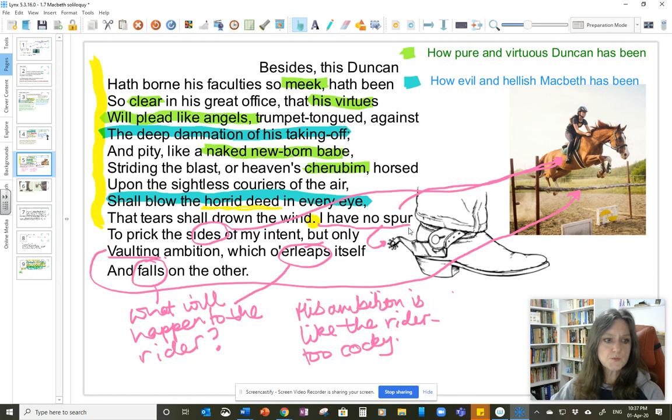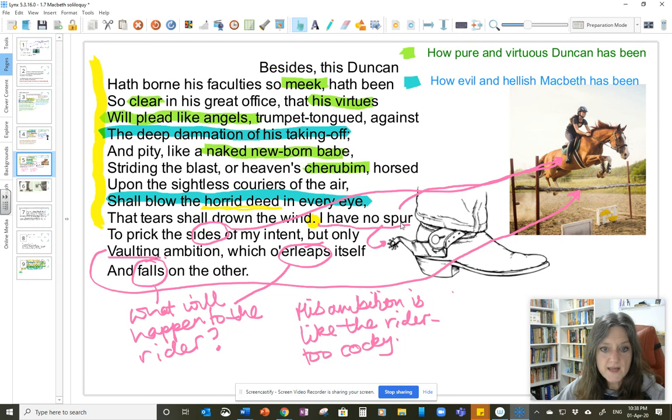Okay, so here's our horse image. I have no spur to prick the sides of my intent, but only vaulting ambition, which o'erleaps itself and falls on the other. So if you have a look at this picture here, this is a spur just here, and you can see it's kind of like a cowboy boot in this picture. I don't think that Macbeth would have worn a cowboy boot, but this one's a cowboy boot. And this kind of piece of leather and metal gets attached around the boot, and it's got a little sharp spur here, and the rider would use that to nudge into the horse's side.